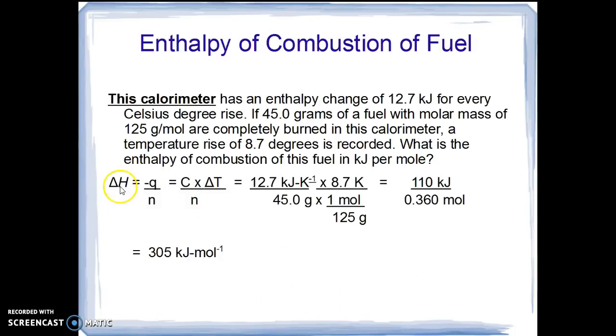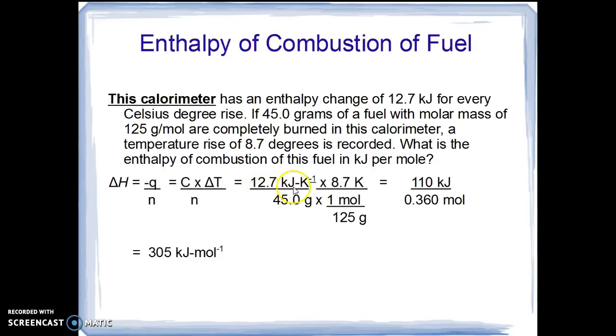Here are our formulas. Delta H is equal to the negative value of the heat that is produced from the fuel, divided by the number of moles, in kJ per mole. Now, in this case, we have the specific heat of the whole calorimeter, so we don't need mcΔT. We just need the specific heat of the calorimeter times the temperature change, and then we'll divide by the number of moles. Now we plug in the numbers.